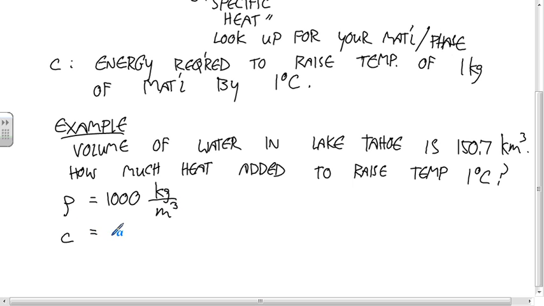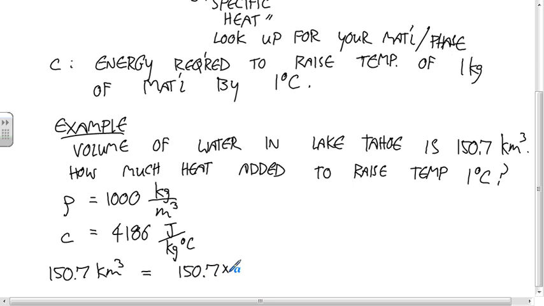The specific heat of liquid water, which is different than the specific heat of ice and steam, is 4186 joules per kilogram degrees Celsius. 150.7 cubic kilometers is equal to 150.7 times 10 to the 9th cubic meters.